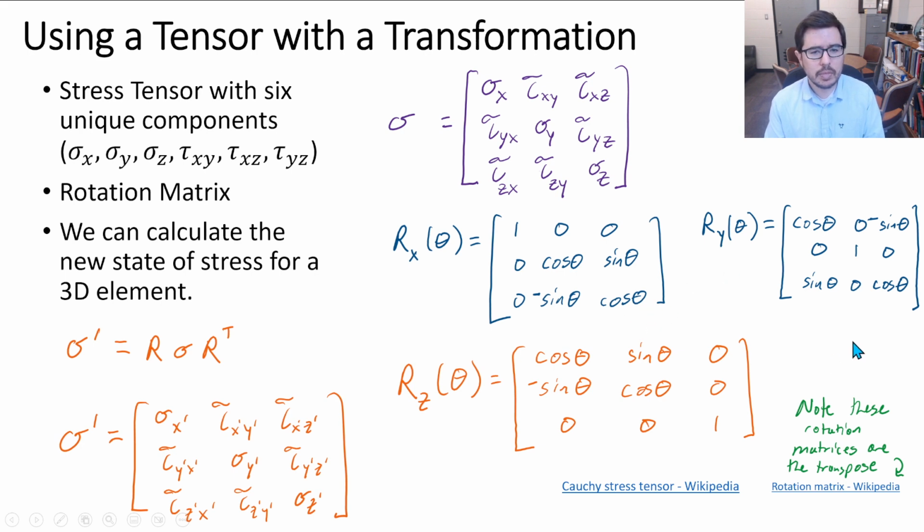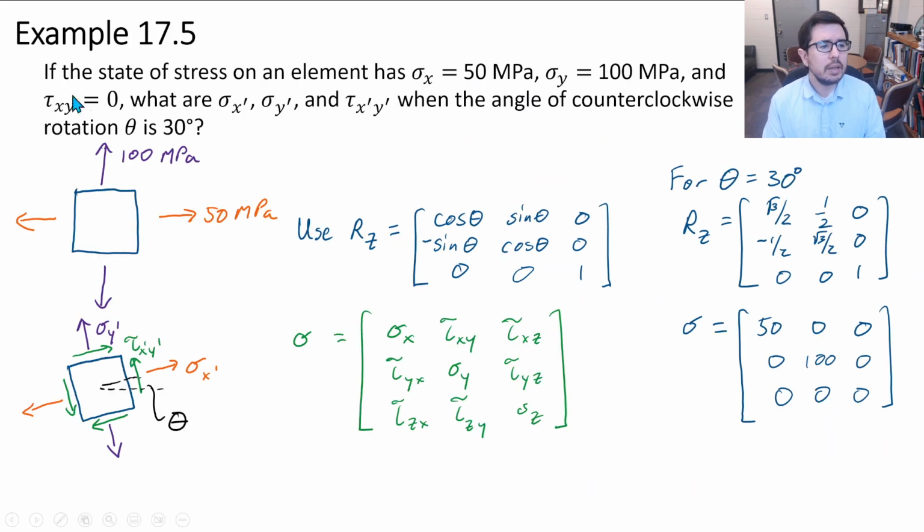Okay, let's do an example. We say we have this state of stress, sigma x equals 50 megapascals, sigma y equals 100 megapascals, tau xy equals 0. What are sigma x prime, sigma y prime, and tau x prime y prime when the angle of counterclockwise rotation theta is 30 degrees? So this is going to be a z rotation, okay, of 30 degrees. So we use the RZ, okay, this is the rotation matrix for RZ, and theta in this case is 30 degrees, and we can plug it in right here.